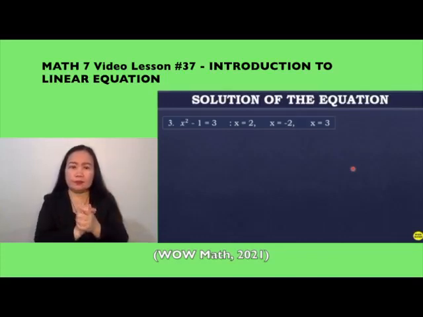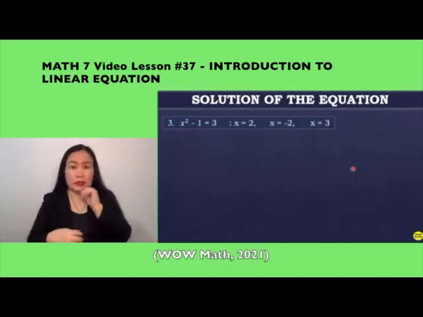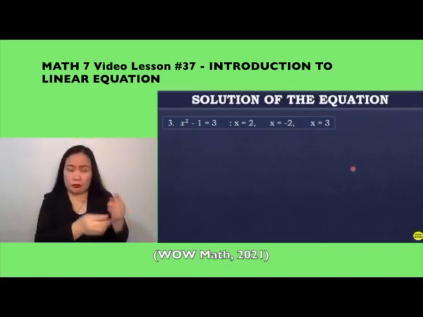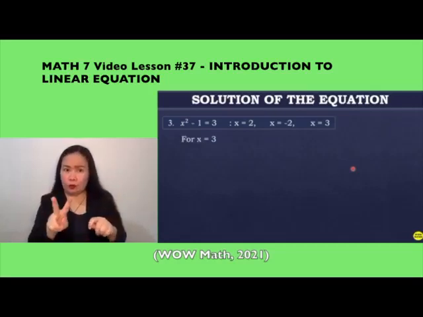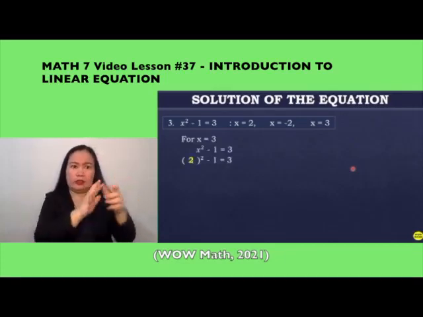Okay? But let me show you another example of an equation na kung saan hindi lang isa ang lalabas na solution. Okay, so itry natin si 2, si negative 2, si positive 3. So for x is equal to 3, okay, I mean this, it should be 2.